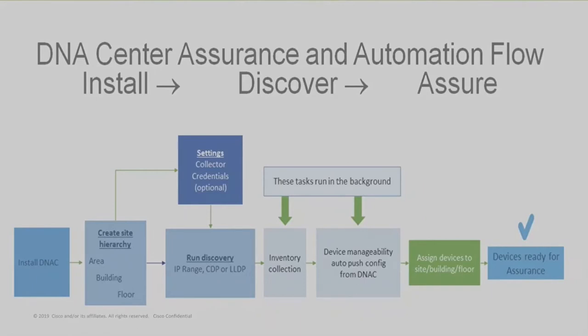And all that is left after your inventory is populated is to assign those devices to the sites that we created in the network hierarchy. With that, I think there's one last step here that is missing, which is to enable network telemetry, and then at that point you are full on assurance, but we will cover that in today's session. Any questions so far on what the agenda is for today?